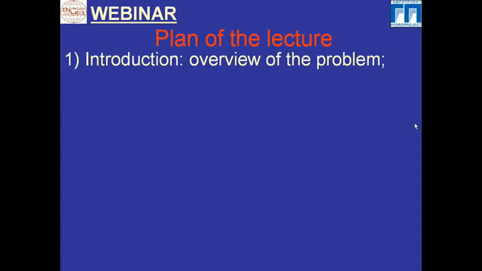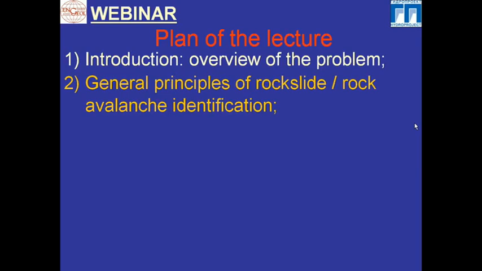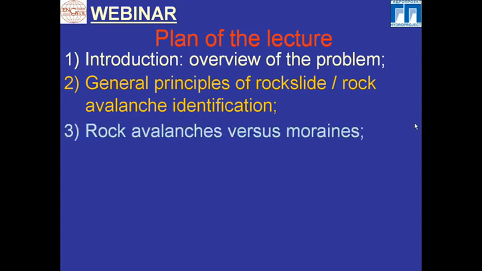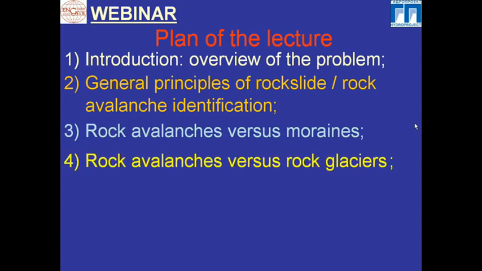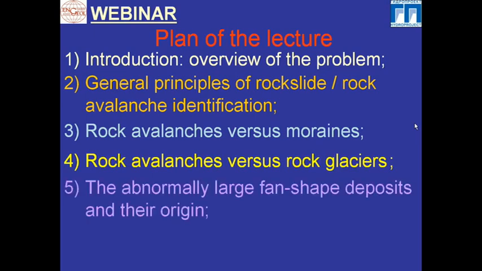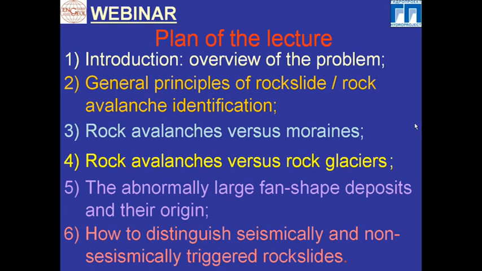First, I will introduce the problem, make a short overview. Then I will describe general principles of rock avalanche identification. We'll talk about discrimination of rock avalanches and moraines, the same rock avalanches and rock glaciers. I will talk about the abnormally large fan-shaped deposits and their origin, and at the end we will discuss a little how to distinguish seismically and non-seismically triggered rock slides.